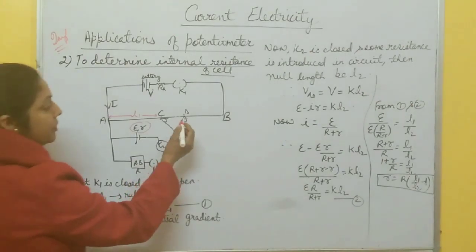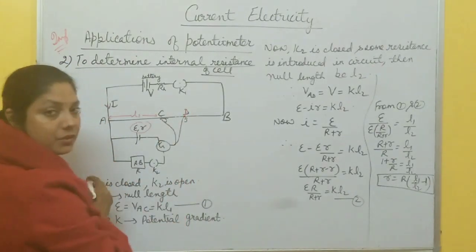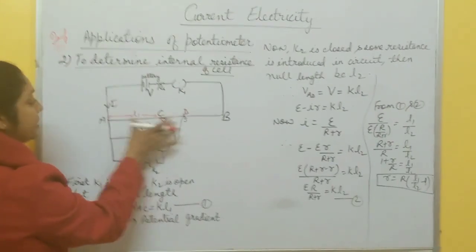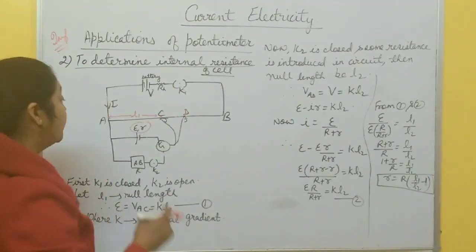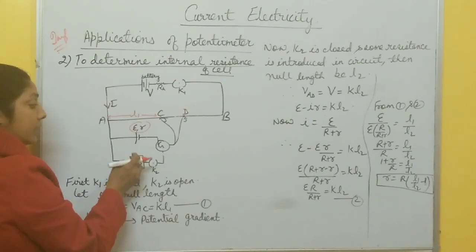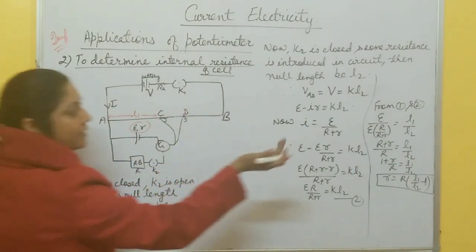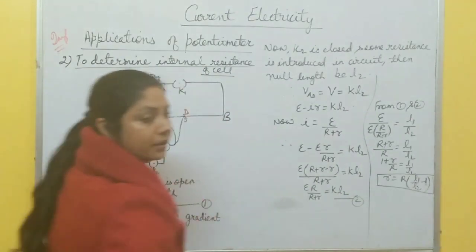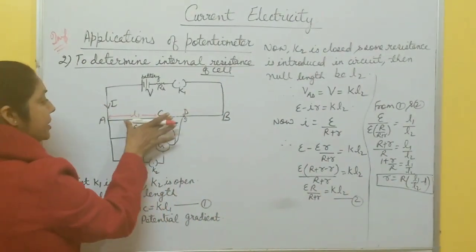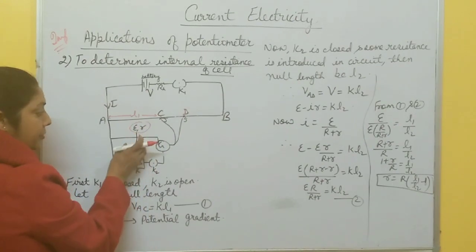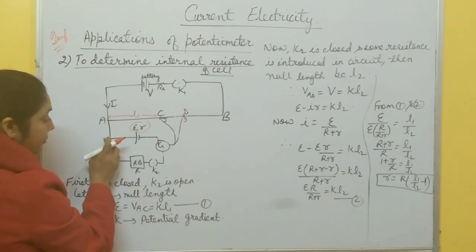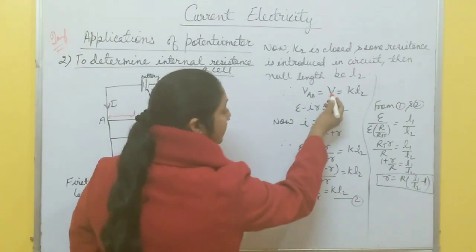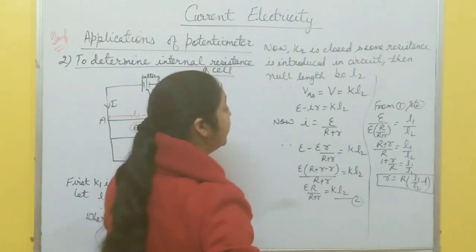So this time let us suppose that at point D the null point is obtained, at which the galvanometer shows no deflection. But this potential difference across AD is not equal to the EMF of the cell, because here also some amount of current flows. Let us suppose that the potential difference across AD is V and the null length is L2, so V equals KL2. Now what is the value of this potential difference V? Some amount from the EMF of the cell is dropping across the internal resistance r, so V is nothing but E minus Ir, equal to KL2.